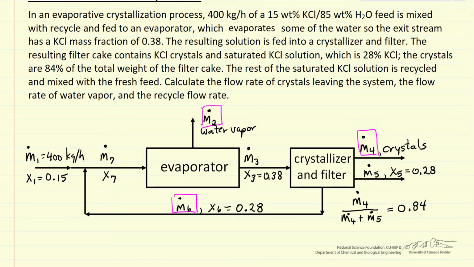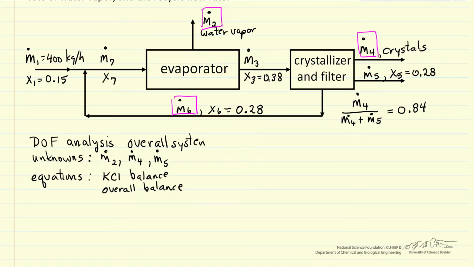So the first thing we want to do is look at degrees of freedom and see if we have enough information. So let's do a degree of freedom analysis for the overall system. So let me pause and set that up. If we were to draw a dashed line around the system and look at what streams enter, what streams leave, of course, M1's entering, we know that. M2 is leaving, M4, M5. Those are our three unknowns.